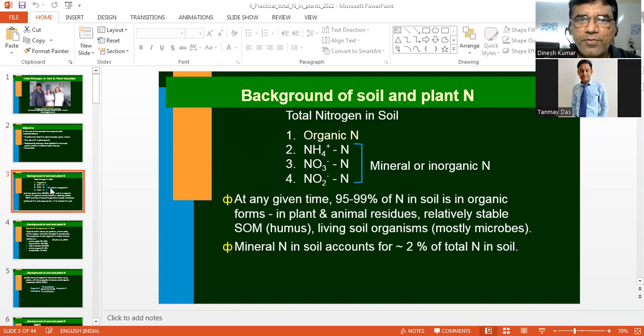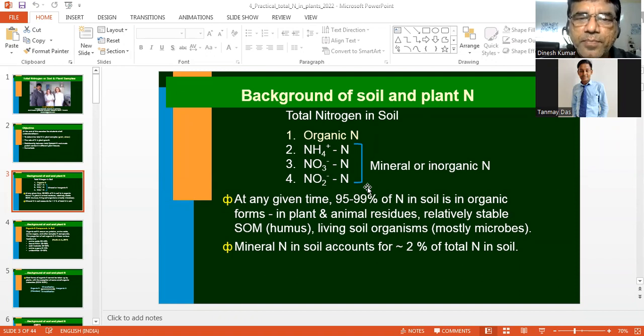So overall, just now we discussed what is total nitrogen. You can see total nitrogen is organic nitrogen plus inorganic nitrogen. Inorganic nitrogen, that is mineral nitrogen, may be in ammoniacal form, nitrate form, nitrite form, or some other inorganic forms. But ammoniacal nitrogen and nitrate nitrogen are the dominating kinds of inorganic nitrogen. You can also have NO2, nitrite nitrogen, but in quite insignificant quantities.